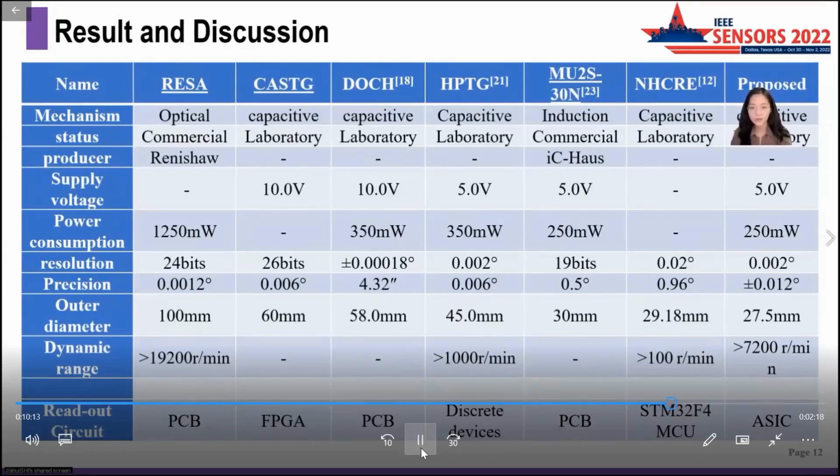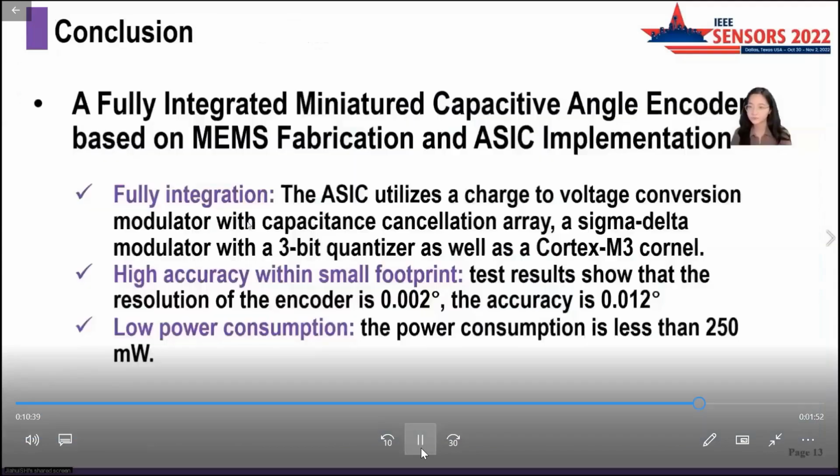However, this encoder already has the advantages of low supply voltage, low power consumption, and small volume compared with previous encoders, which means it can be widely applied to portable electronics such as robot arms, consumer gimbals, and aerial vehicles. The proposed encoder has a wide application range.